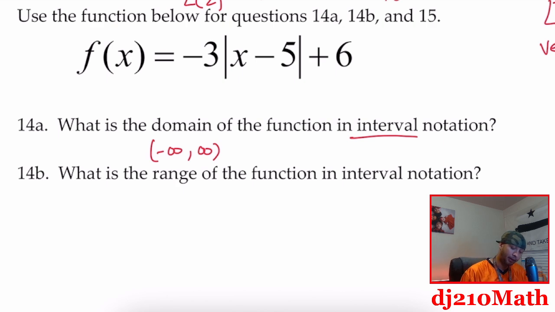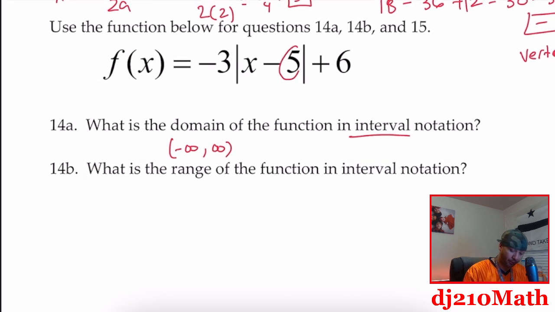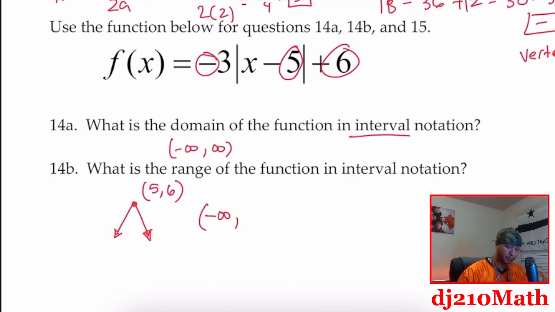Okay, the range, kind of similar to the quadratic, is going to go from the vertex towards one of the infinities. And remember that the inside lies. So the vertex is at positive 5, positive 6. Not only that, but it's negative, so it opens downward. So it's going to go from negative infinity, up to the y component of the vertex, 6 with a bracket.